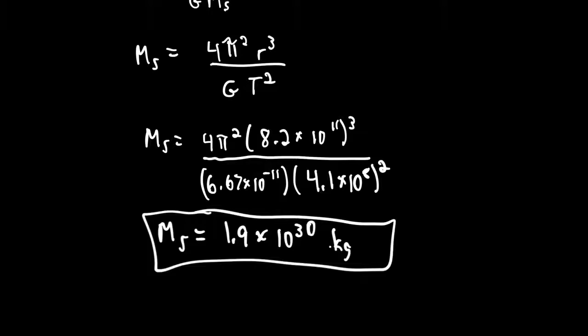Mass of the sun is 1.9 times 10 to the 30 kilograms. So how does that compare? It's the same. That's all they want you to know. It's about the same mass as the sun.